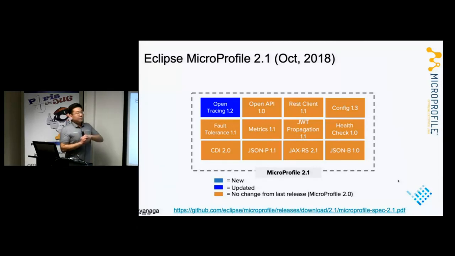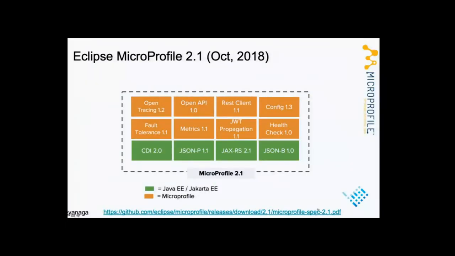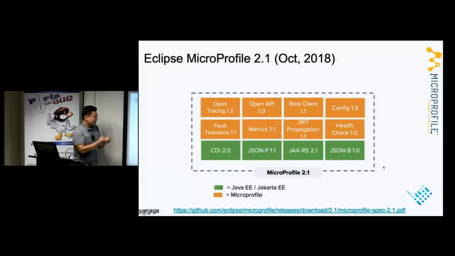We released in October MicroProfile 2.1, just with the update of OpenTracing 1.2, because this thing in Kubernetes is evolving very fast, so that's the things that are being expected. With MicroProfile 2.1, Java EE and Jakarta EE, these are the updated specs that came from Java EE and Jakarta EE. These other APIs are new ones, so these are the contributions of the MicroProfile specification to this new cloud-native Java world.